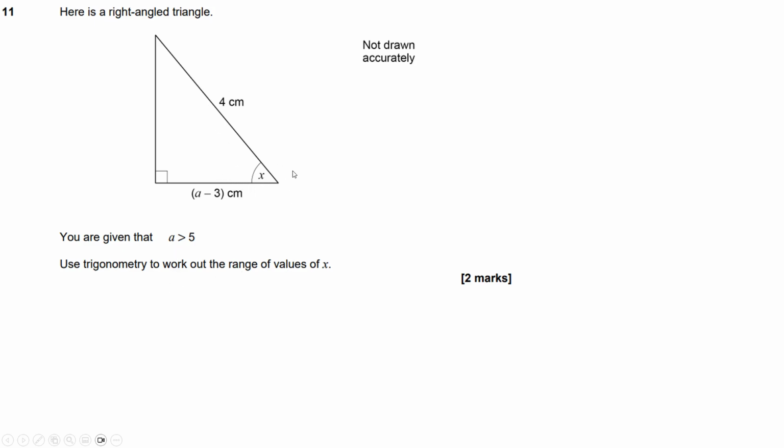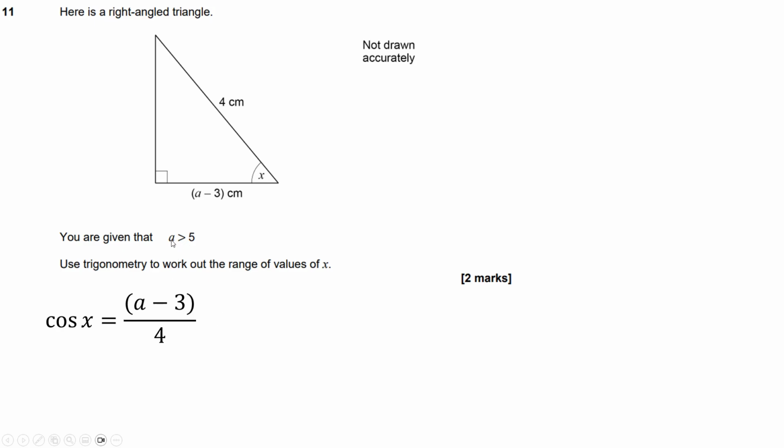We've got the adjacent and the hypotenuse, so cosine of x equals a minus 3 over 4. Now, I'm not going to do anything with this yet, but the question is telling us that a is larger than 5. So how do we get from here to here? We don't know the range of this, a minus 3 over 4, but we know what a is. So how can we figure out what values this can actually take? We just have to change this in some way to get this.